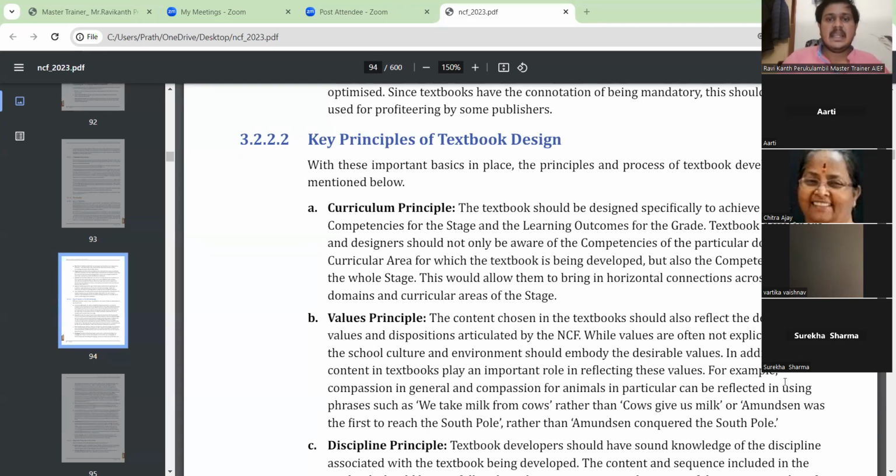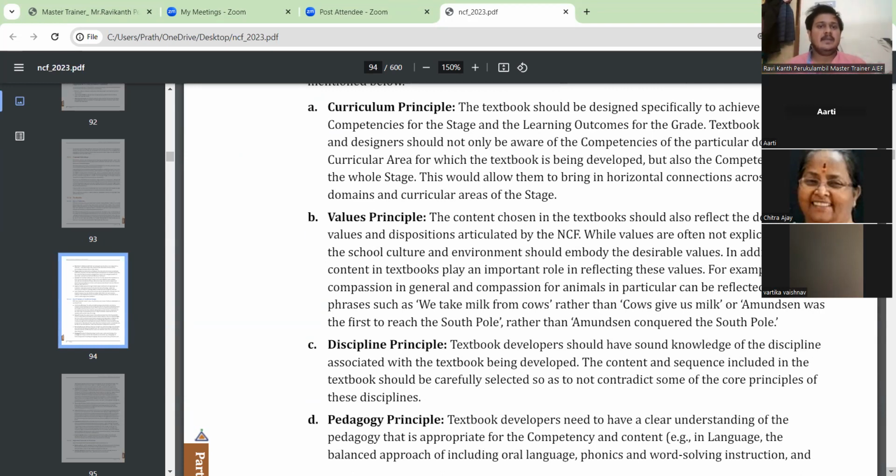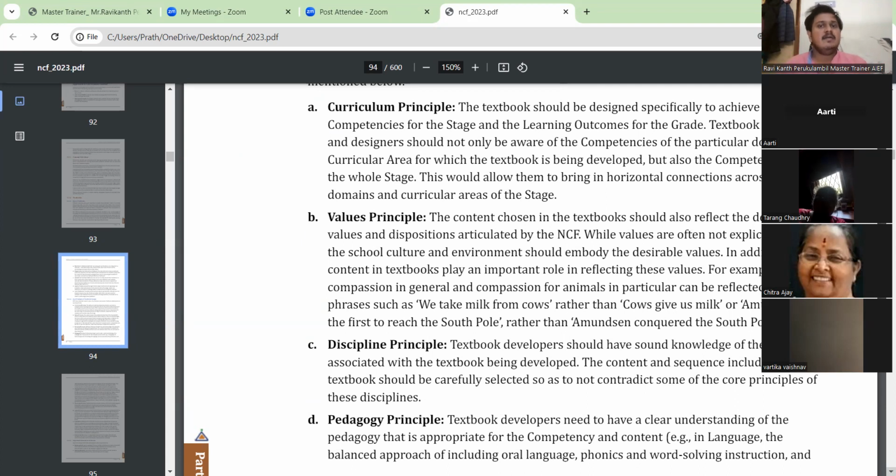Curriculum principle. The textbook should be designed specifically to achieve the competencies for the stage and learning outcomes for the grade. So the learning outcomes which are given by NCF in that particular class are to be achieved. So the competencies are also to be achieved by the end of the stage. Textbook developers and designers should not only be aware of the competencies of the particular domain or curricular area for which the textbook is being developed, but also the competencies for the whole stage.